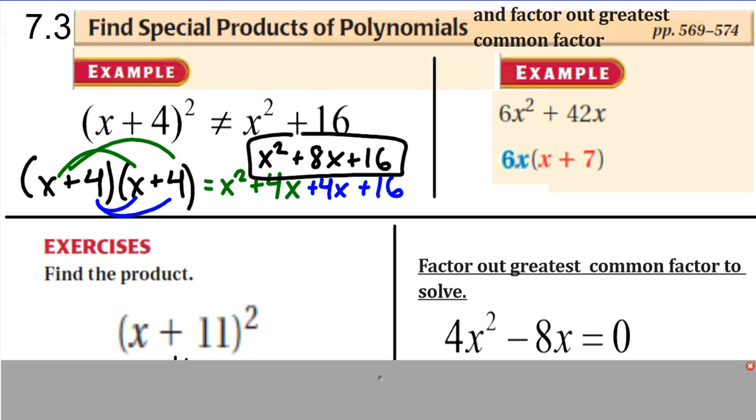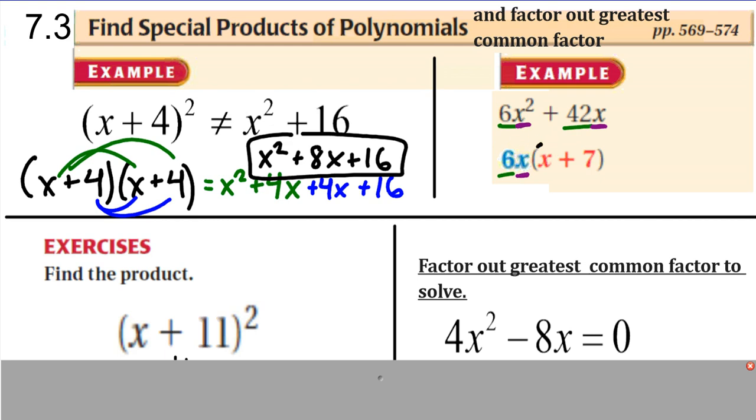Well, the first thing you would ask is what's the biggest item I can divide out of 6 and 42, the biggest number? Well, it's a 6. And then I go looking at the variables. What's the most amount of x's I can divide out of both? This has 2, this has 1, this only has 1. So what's divided out? A 6 and an x is the most I can divide out.